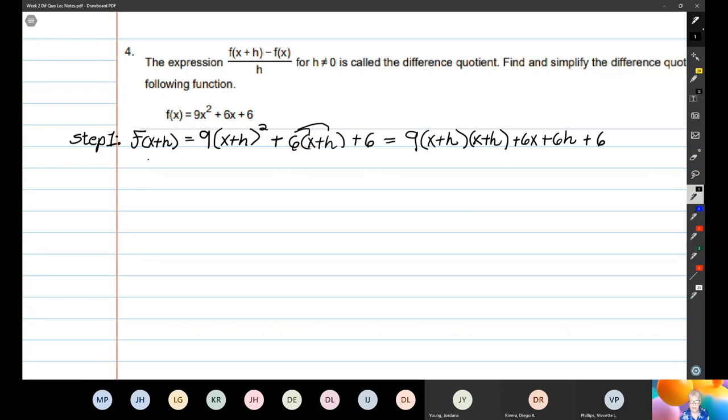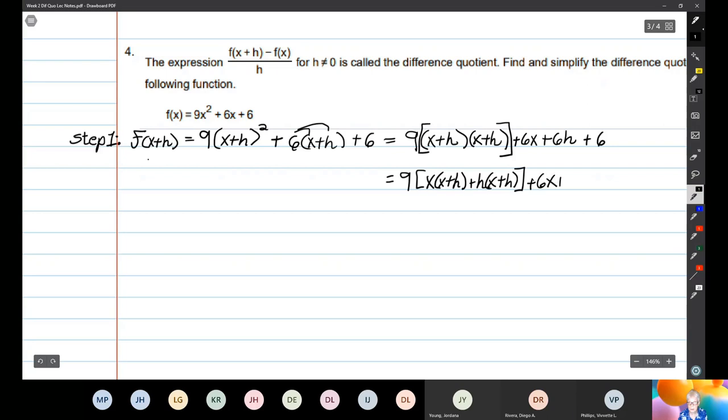Okay, now I'm going to have kind of the same problem as last time. Last time I had a negative in front of the x plus h times x plus h. Now I've got a 9. I prefer to go ahead and work out the x plus h times the x plus h first. So again, we're going to have 9 times x times x plus h plus h times x plus h plus 6x plus 6h plus 6. If I don't keep writing it, I could forget it's there, and then make a mistake.